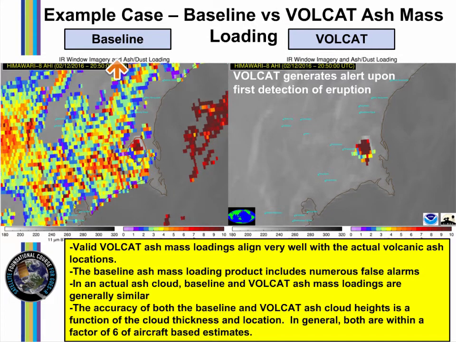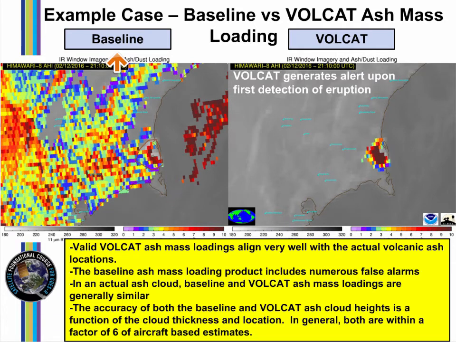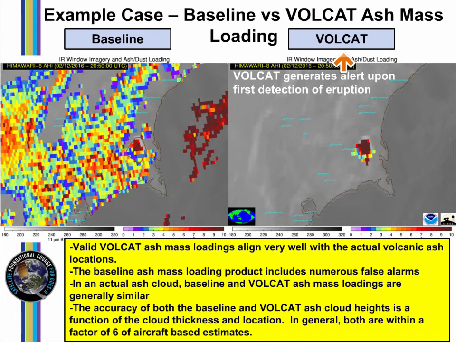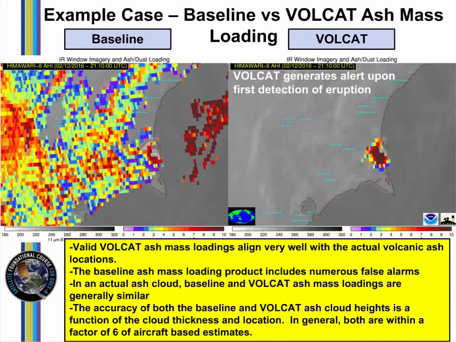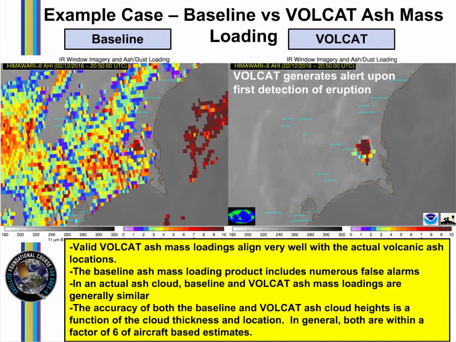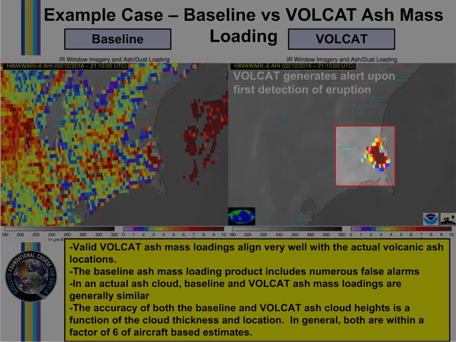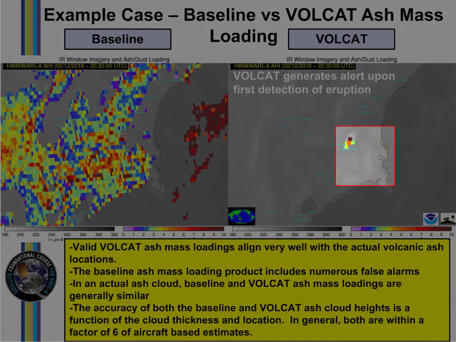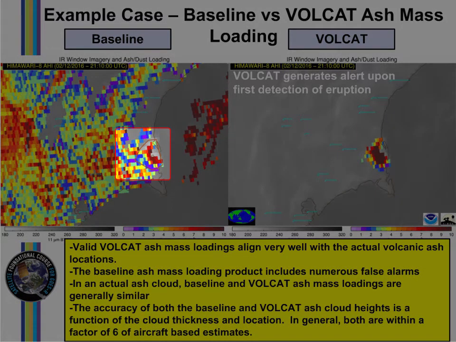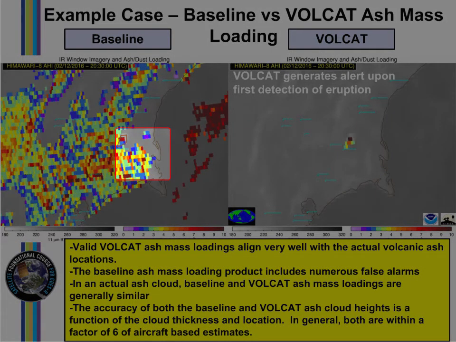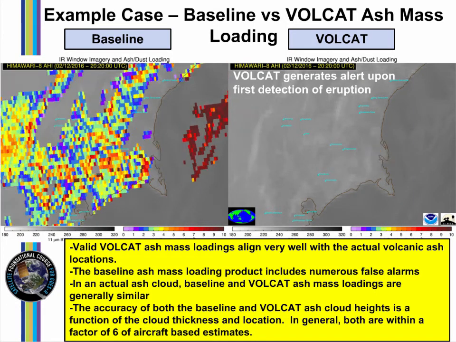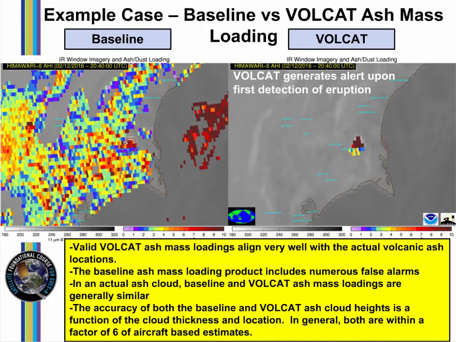Again, the baseline GOES-R ash mass loading product is on the left, and the VOLCAT ash mass loading product is on the right. Within the ash cloud, ash mass loading products show similar results. But GOES-R baseline products have a lot of extraneous return outside the ash cloud, which is delineated by the brown contour in the baseline product. Baseline and VOLCAT products do have similar accuracy within the ash cloud.